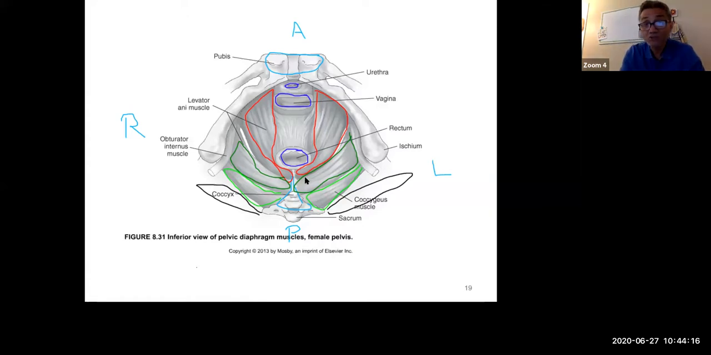So those muscles are where? Those muscles are inside, underneath. But the bottom ones, the posterior ones, are toward the posterior.